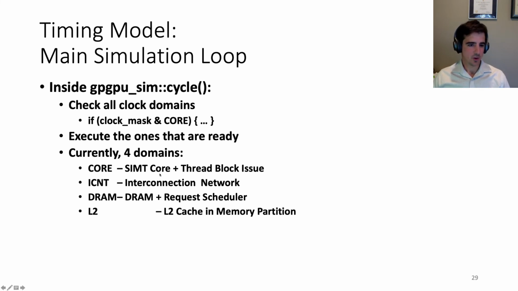Like I said, there are 4 domains. One is the core, the SIMT clock core, which is also the clock responsible for issuing thread blocks. The interconnect is controlled by another clock. The DRAM, meaning the memory request scheduler inside the DRAM and the DRAM elements themselves, is controlled by the DRAM clock. And the L2 clock controls the frequency of the L2 cache inside the memory partition. So the memory controller is controlled by the DRAM clock.